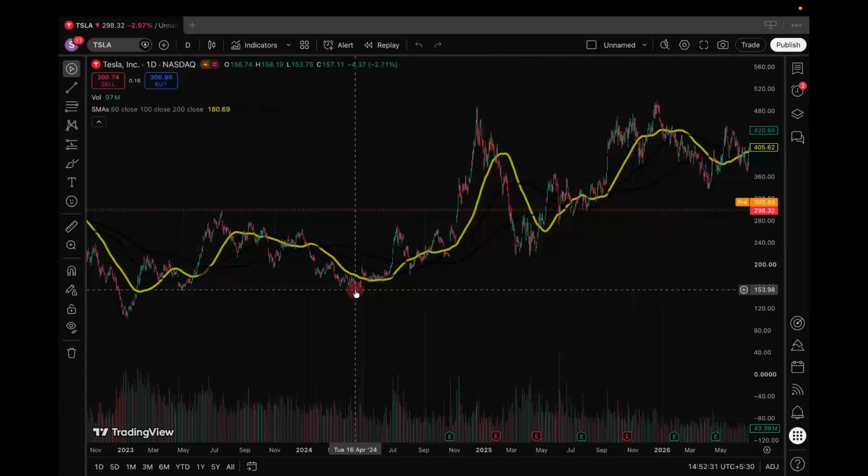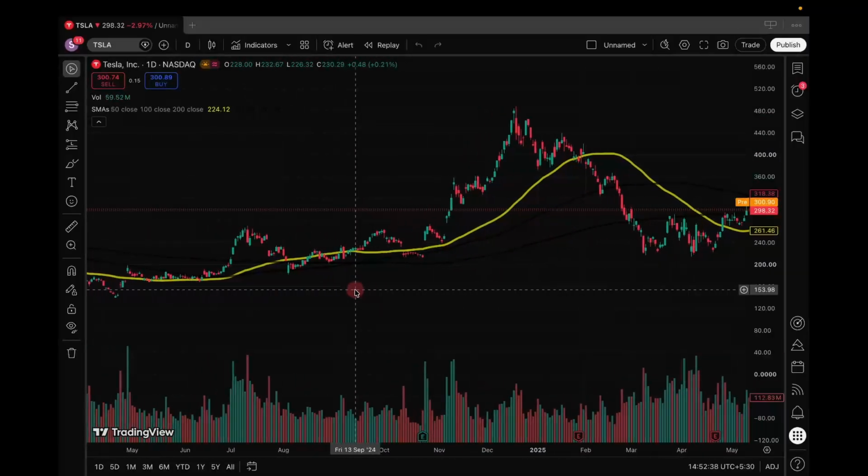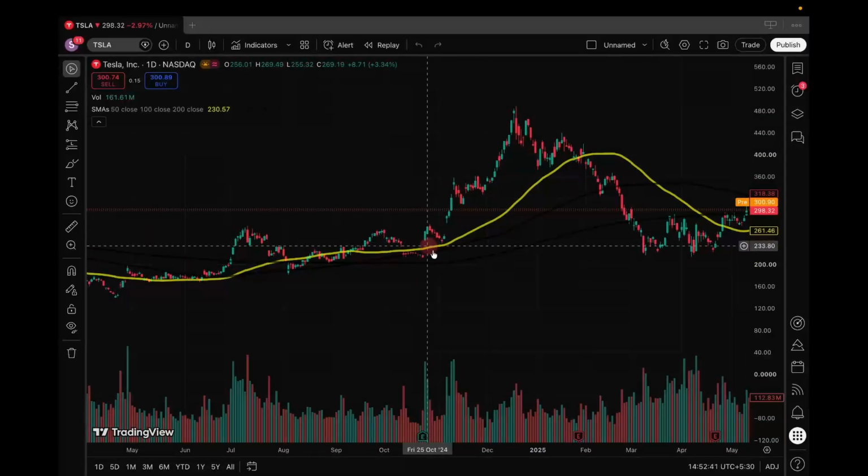So let me first zoom in to October to December 2024 uptrend, right? So we start off around here. So let's start with the uptrend. If you look at October and November 2024, the price was sitting around $200 to $250. And this yellow line, the 50-day moving average, was already pointing upwards with the price sitting above it. That right there is your very first signal. When price is above the rising 50 MA, the trend is bullish. You want to be on the right side of that line.